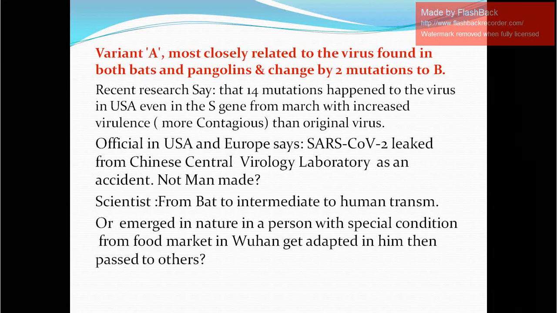Officials in the USA and Europe say that SARS-CoV-2 leaked from the Chinese Central Virology Lab as an accident, and it is not man-made. Scientists say it came from bat to intermediate host to human transmission, or emerged in nature in a person with a special condition like a depressed immune response from the food market in Wuhan, got adapted in that person, and then passed to others.